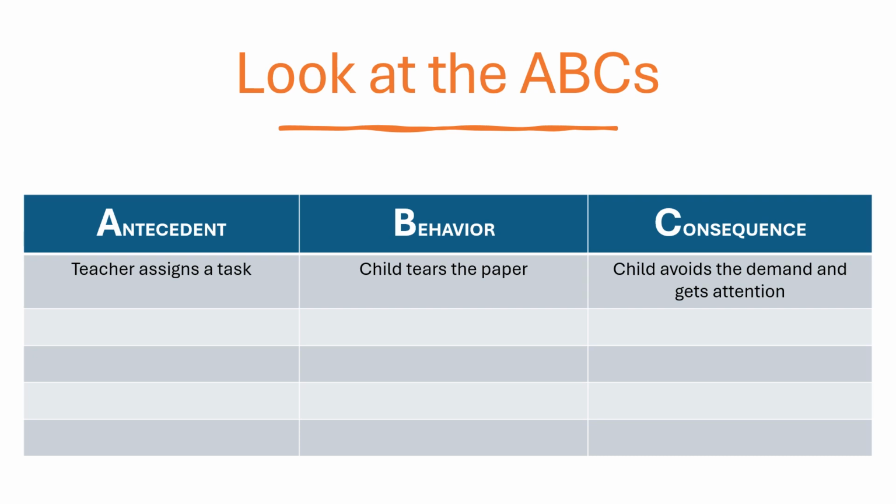Look at the ABCs. We have an antecedent where the teacher assigns a task. The child proceeds to tear the paper. The consequence is that the child avoids the demand and gets attention.